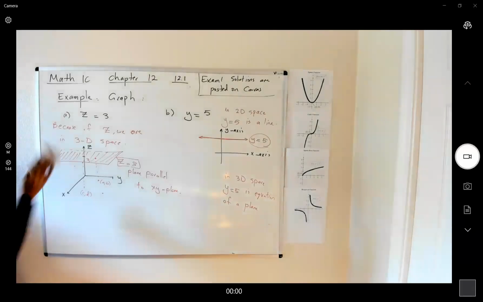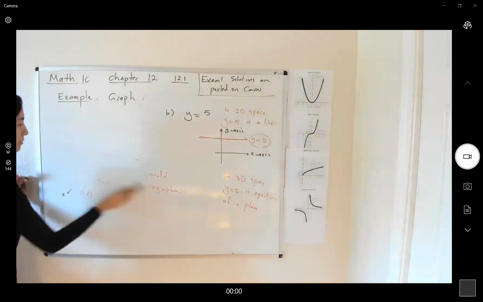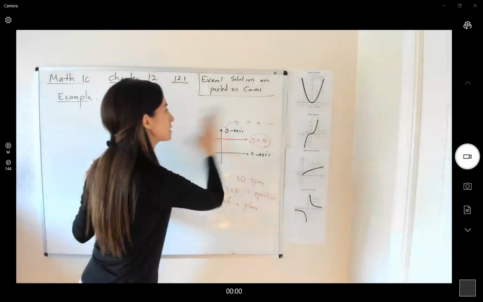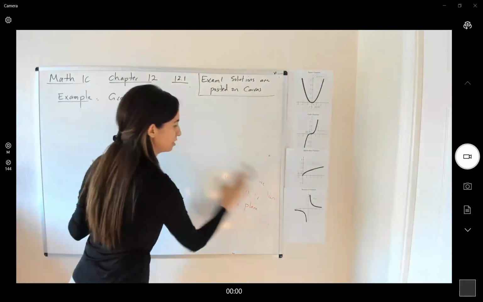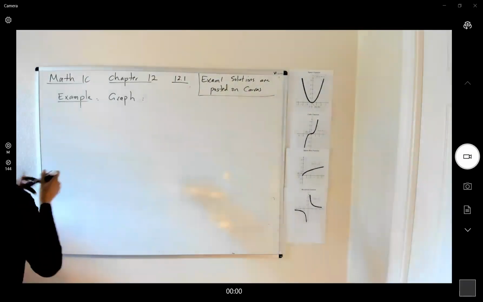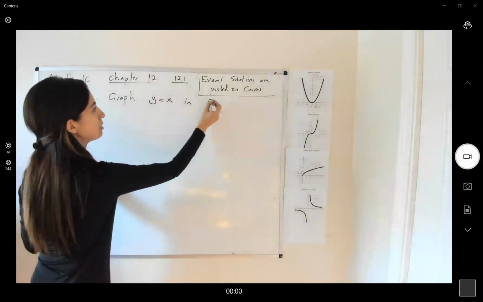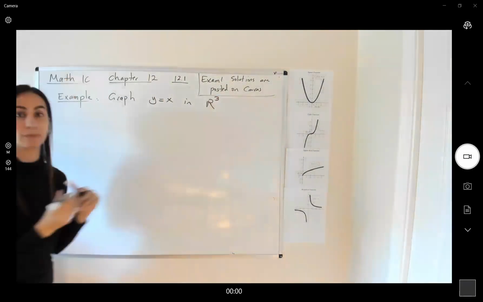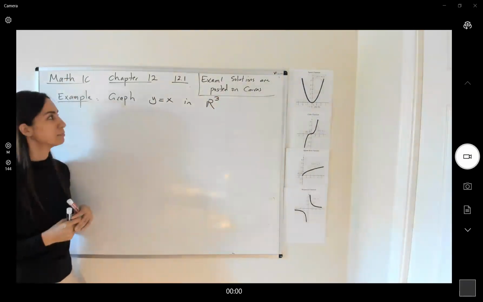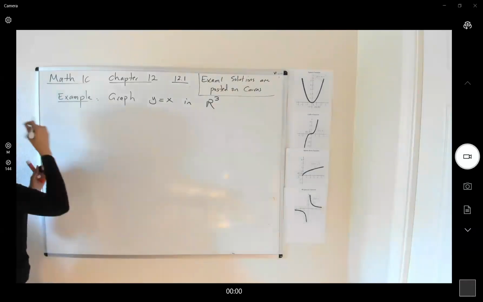Another example for you. The question says, hey, now graph y equals x in three-dimensional space. Graph y equals x in three-dimensional space. So before graphing this, let's think about it algebraically. How do we graph this?